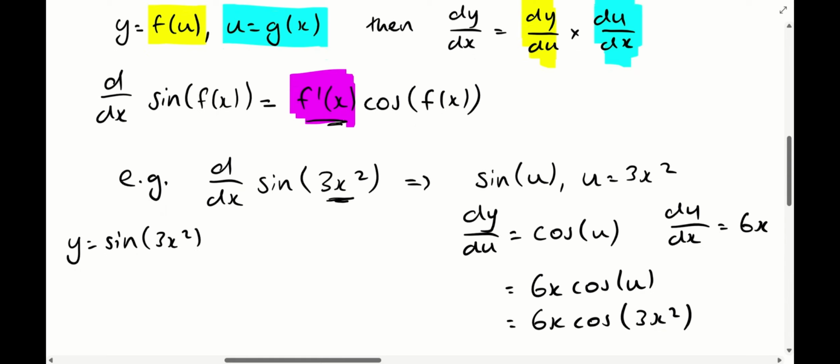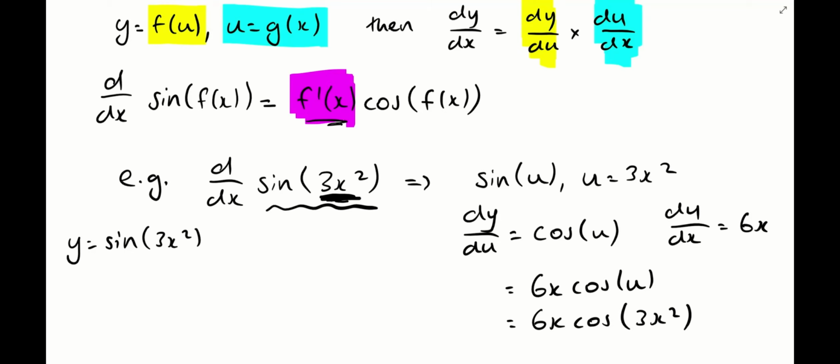So here, in our example, we took the derivative of sine of 3x squared, and we just worked out that that was cosine of 3x squared, but we have to multiply by the derivative of what's inside our brackets there. Okay, so that's all down to the chain rule.